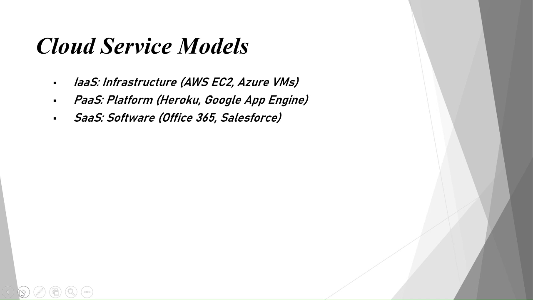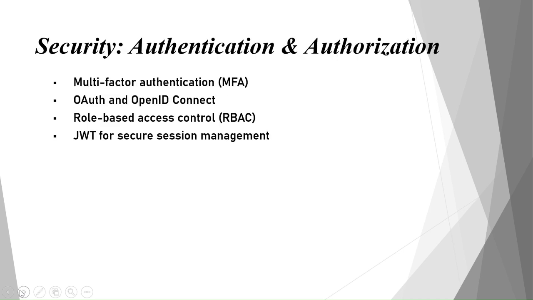Now let's discuss authentication and authorization. To secure the apps, we use multi-factor authentication, OAuth for login, like login with Google, RBAC for roles, and JWT tokens for secure sessions. These ensure only authorized users access the data. Security and data protection. To protect the data, it must be end-to-end encrypted, like you have seen in WhatsApp, HTTPS, and then TLS, database encryption, and regular audits. Security is extremely important due to cyber attacks.